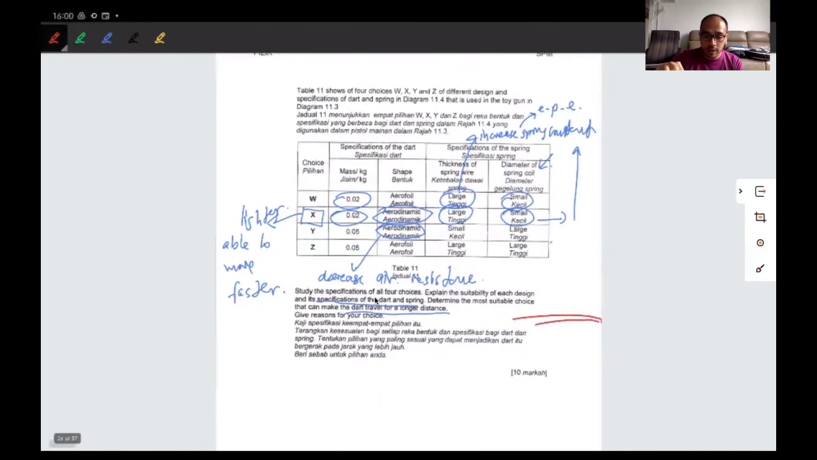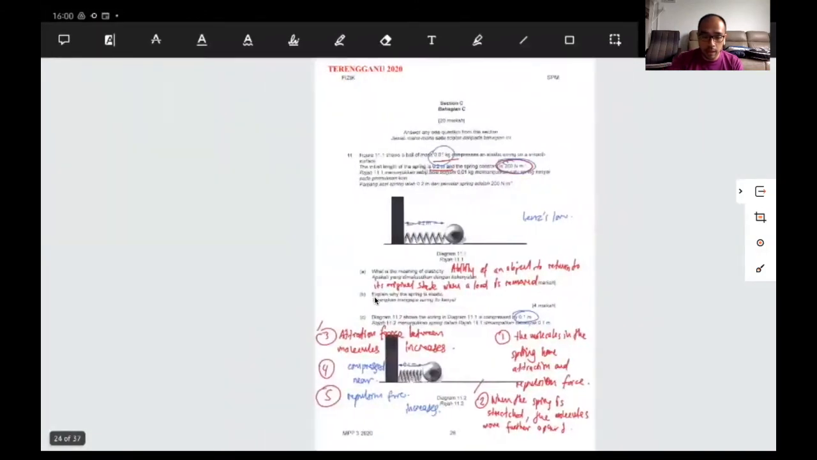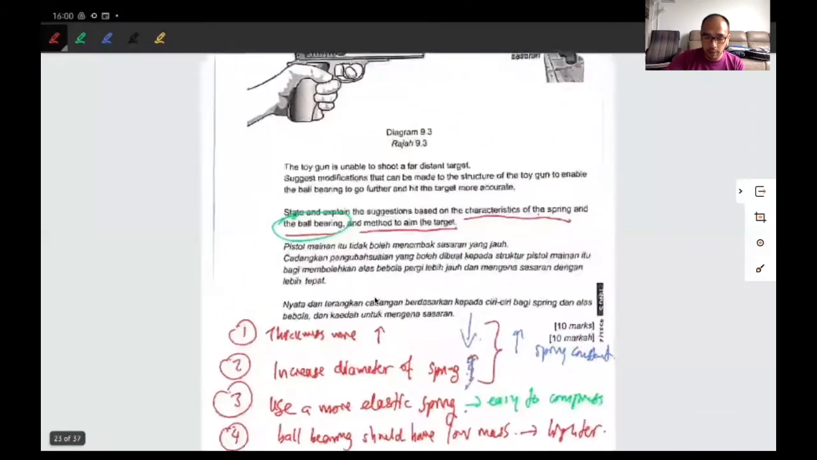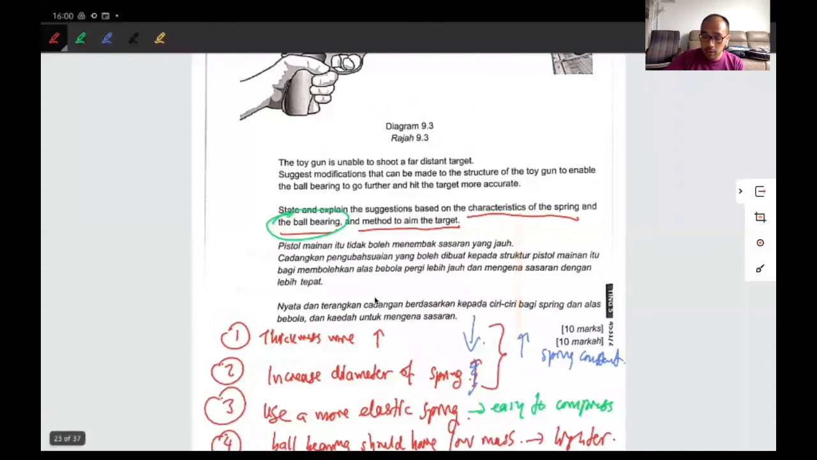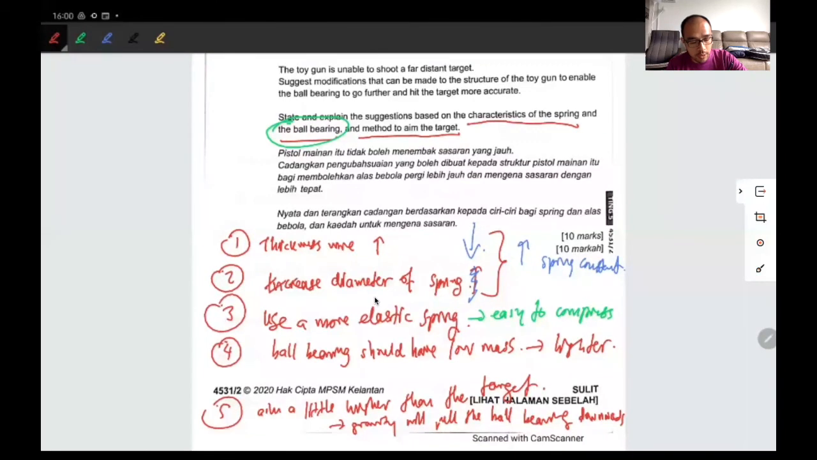But in another question, this one, I think this is the one where I made the mistake. I'm pretty sure I made the mistake here. So over here, we want the thickness of the wire to be this one. We want the diameter of the spring to be smaller. So this is to decrease the diameter of the spring, so that the spring constant can increase.